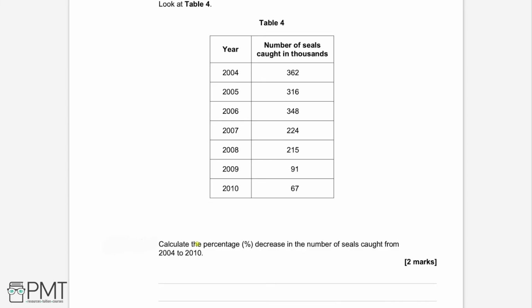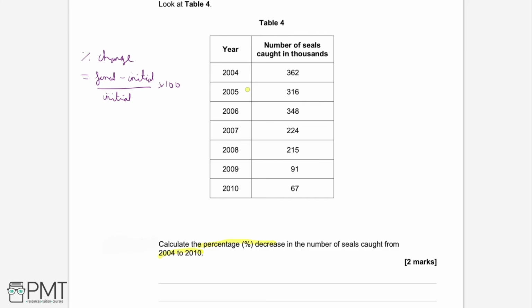Calculate the percentage decrease in the number of seals caught from 2004 to 2010. Percentage change, in this case a decrease, is calculated using the formula: final value minus initial value, divided by the initial value, multiplied by 100.